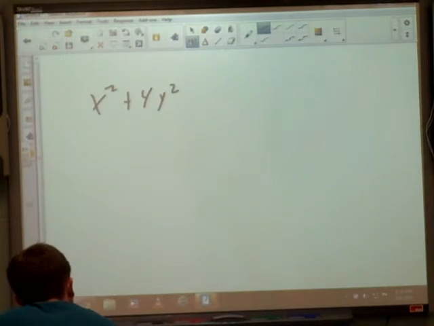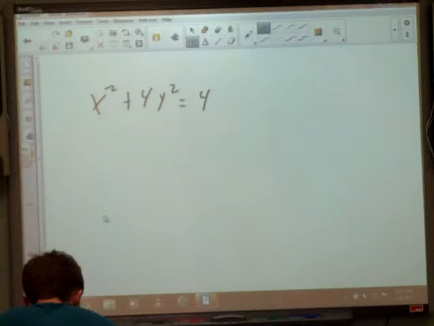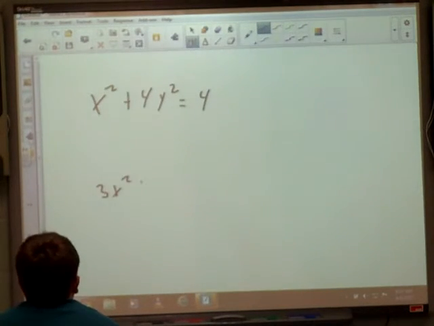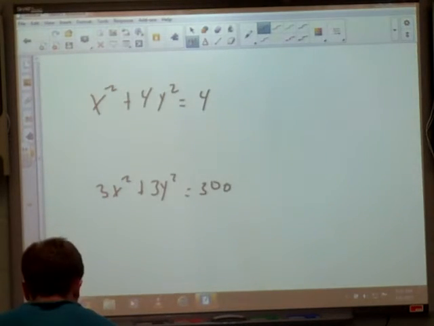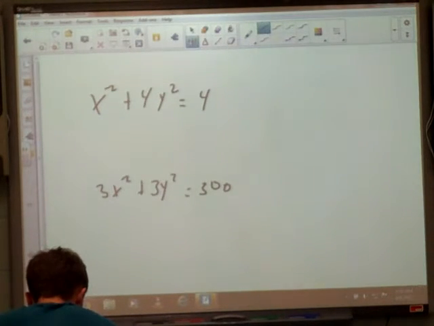I'm just going to write two equations for you. There's number 1, x squared plus 4y squared equals 4. And number 2, 3x squared plus 3y squared equals 300. What was different about today's stuff that I don't know if you recognize it or not is that both variables were squared. We've graphed things where we've had one variable squared that made parabolas, but both variables were squared in this case, and that's your clue that it's a circle or an ellipse.